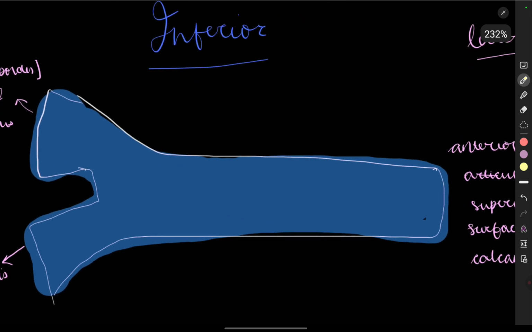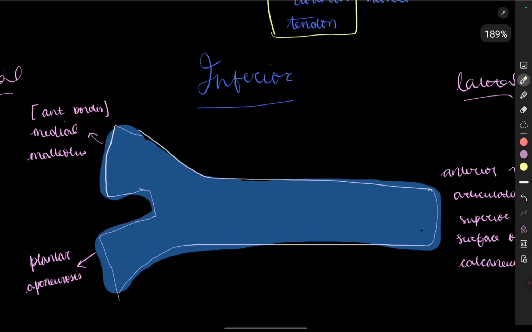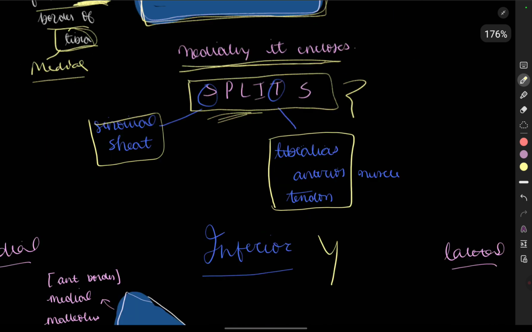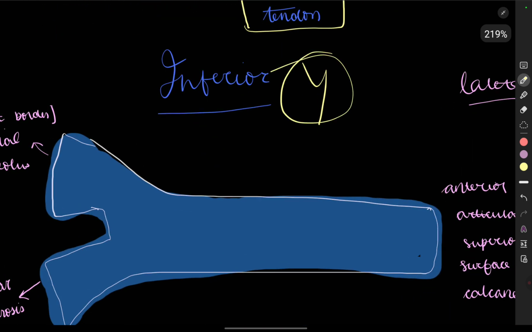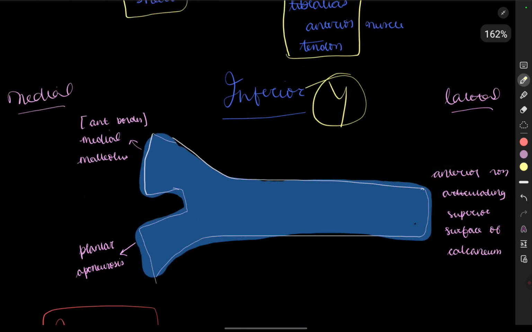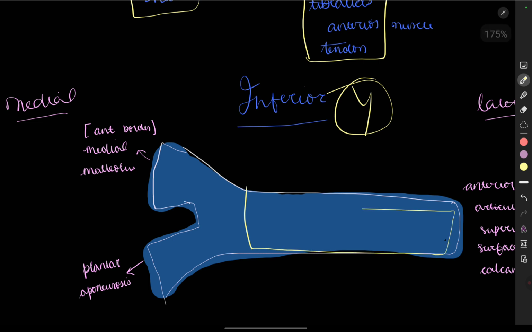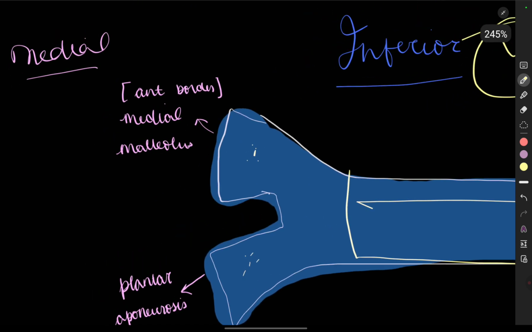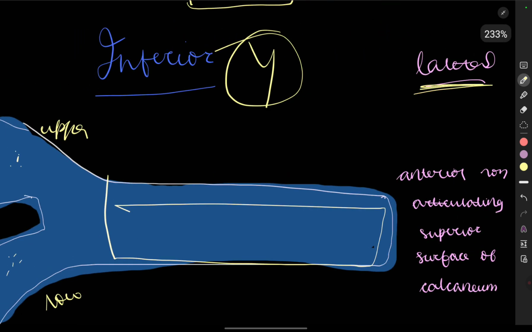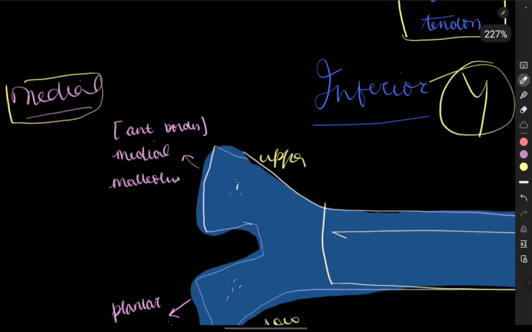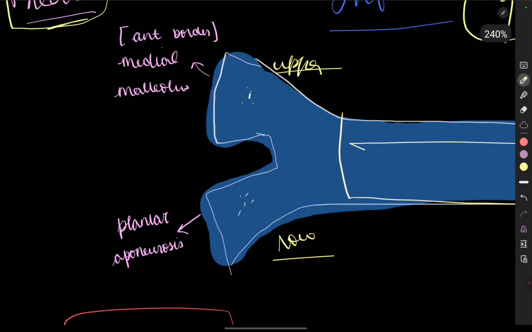Now the inferior extensor retinaculum, again it is Y shaped. The superior was rectangular, so the inferior is Y shaped, and it is below the superior. This portion is called the stem of the Y, and these two are called the bands of the Y. We have an upper band and a lower band. The bands are situated towards the medial side and the stem is towards the lateral side. So on the lateral side we have the stem, and on the medial side we have the bands, the upper band and the lower band.